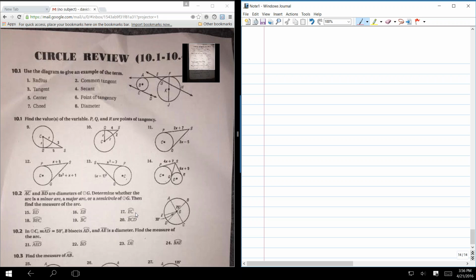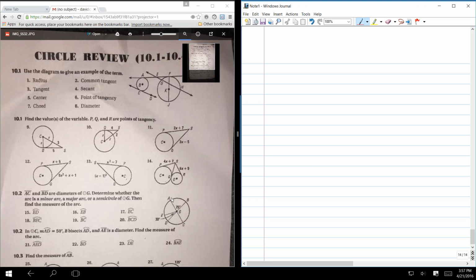Wait, EB isn't equal to 75. AB. EB. My apologies. Yeah, you're right. That's 105. Well, I know that's a diameter, so this whole thing has to be 105 minus 30, so this has to be a 75-degree angle also.